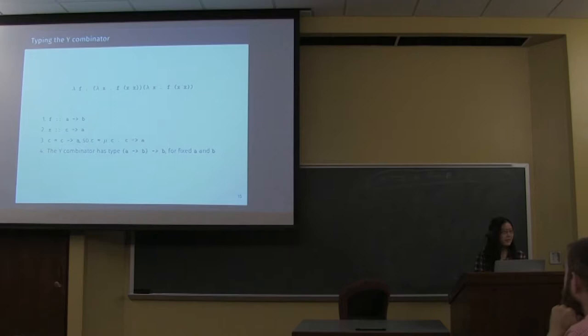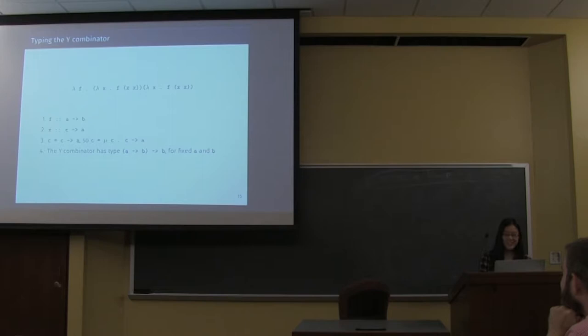I guess so, but that's the same A for 1 and 2, correct? Yes. How did you know that? Because F calls X, therefore it's got to be A, because we know that A. Okay. Yes. Good. All right, so we did it. Typing the Y combinator, we're done.